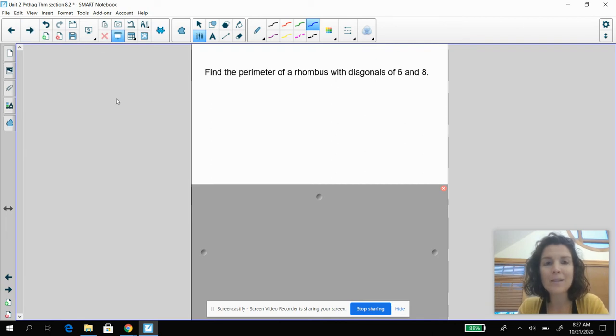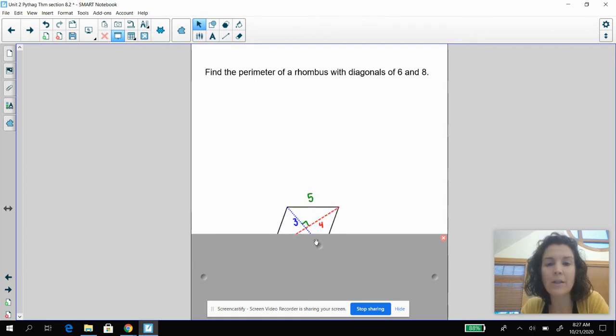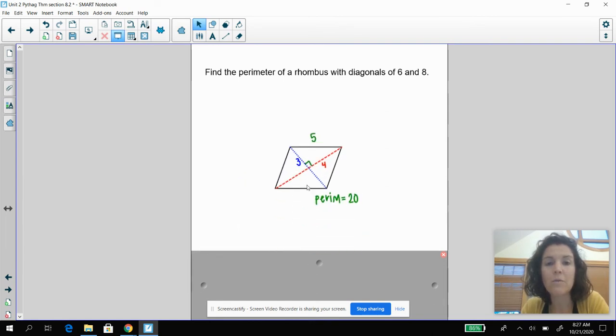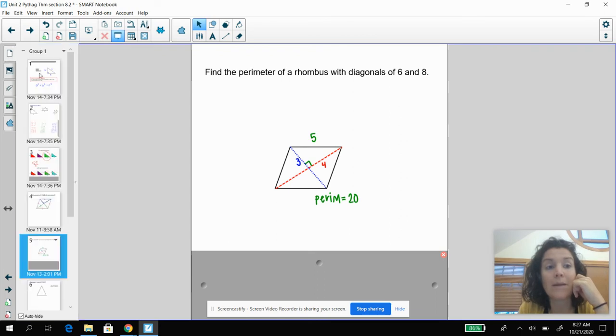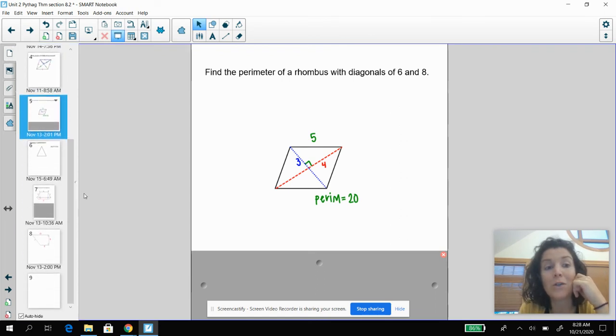I want you to pause the video and try and solve it. All right, we're back. So hopefully you figured out that your rhombus looks like this. So you know that your diagonals are 6 and 8. So half of that's going to be 3, the other half is going to be 4. And look, it's a 3, 4, 5 triangle. Woohoo! And so then I know each side length is 5, and so my perimeter is going to be 20 because 5 times 4 is 20.